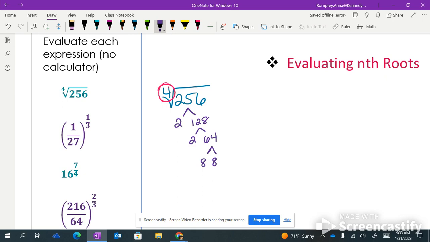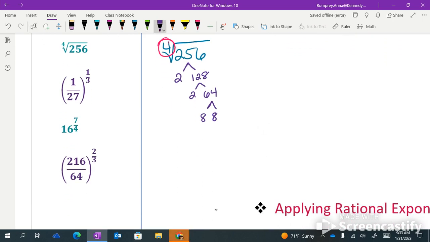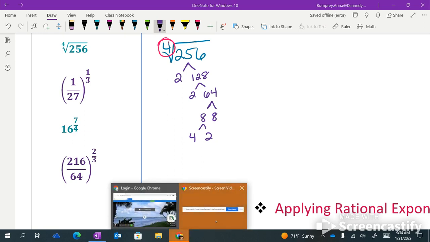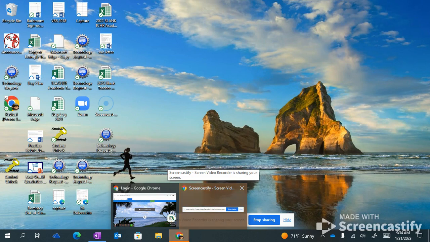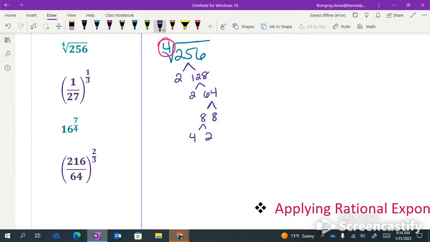I'm all excited right now because I got a lot of pairs, but the problem is that index tells us we're looking for groups of 4, so we got to keep going. So I'm going to break down my 8, 4, and 2, and 4 and 2. And hey, we've got 1, 2, 3, 4 2s.